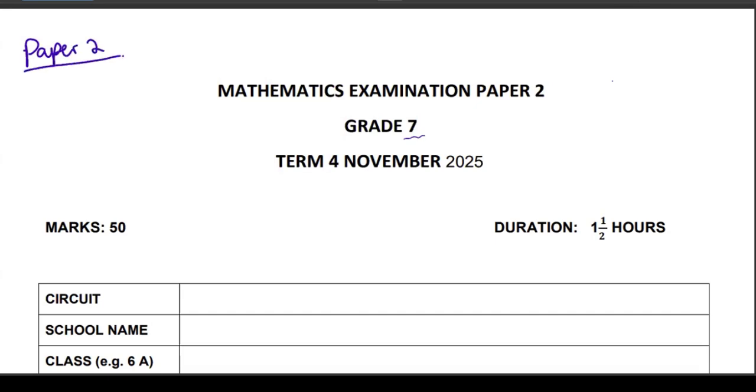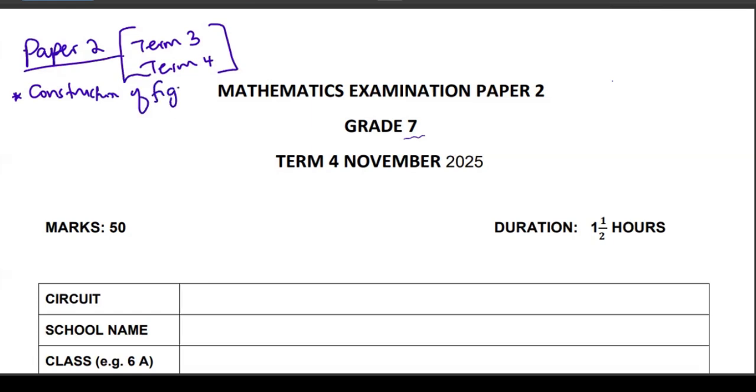So which topics can we expect in paper 2? It's basically term 3's work as well as term 4's work. Okay, and which topics are those? Topic number 1 for term number 3 was basically the construction of geometric figures. So construction of figures. Under here, you guys might have looked at how to measure and construct angles.